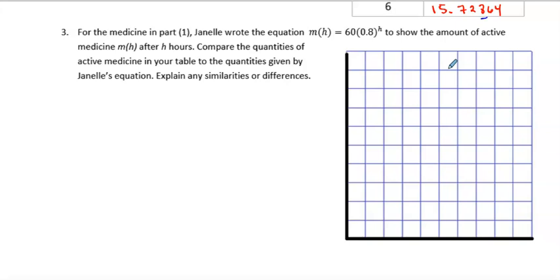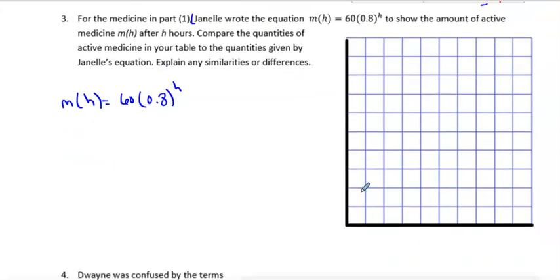All right, and then for the medicine, Janelle wrote an equation, 60 m of H equals 60 times 0.8 to the H power to show the amount of active medicine compared to time, and then we're going to give our table here. So let's see what this looks like.